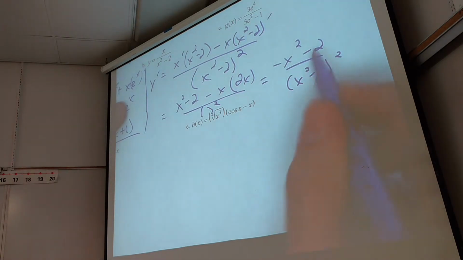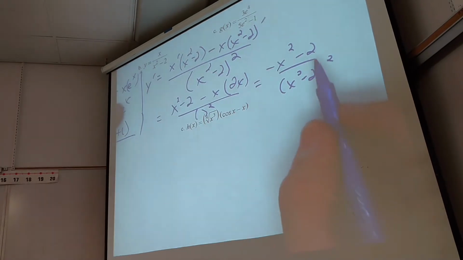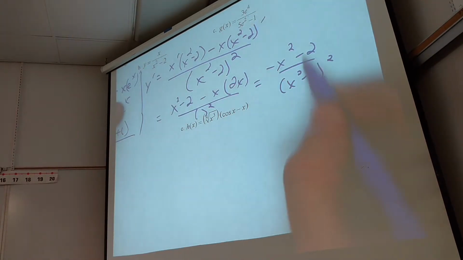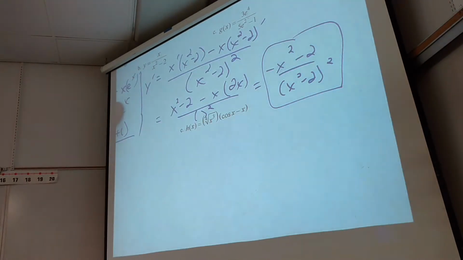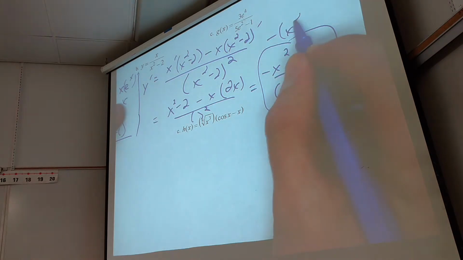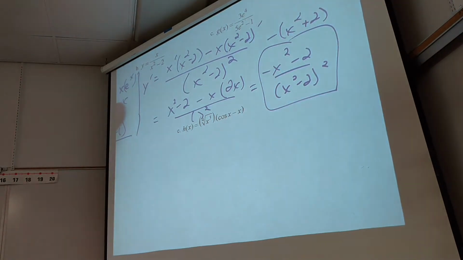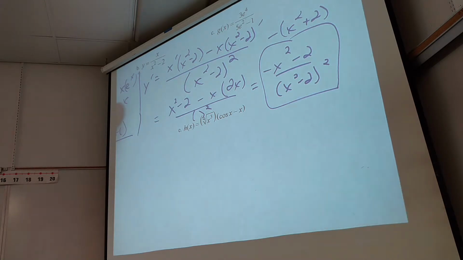Do these cancel? No. Why not? They're different. And they're not different in the right way. If you factor your negative out, it's still not the same. So, two things. It's this. If you factor your negative out, you don't get the same thing on the bottom. You get that. So, nothing cancels.